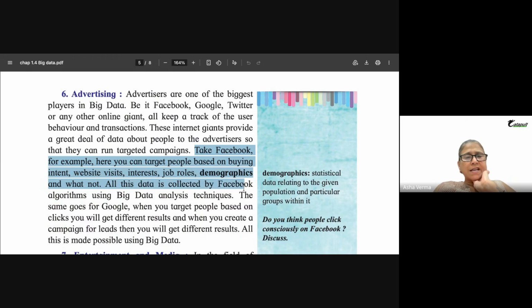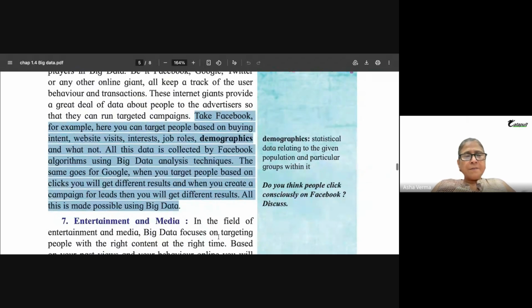All this data is collected by Facebook algorithms using big data analysis techniques. The same goes for Google. When you target people based on clicks, you will get different results. And when you create a campaign for leads, then you will get different results. All this is made possible using big data, right?